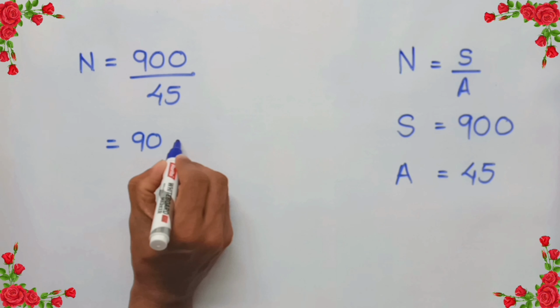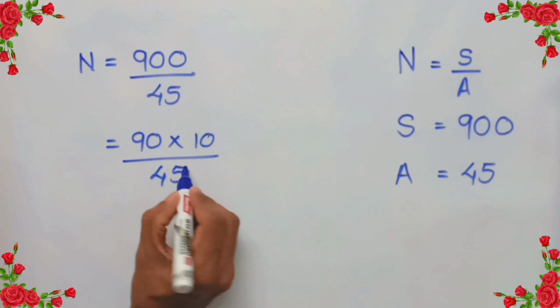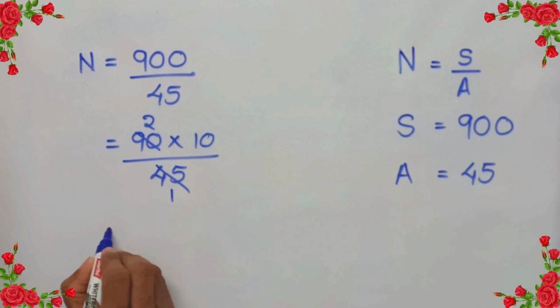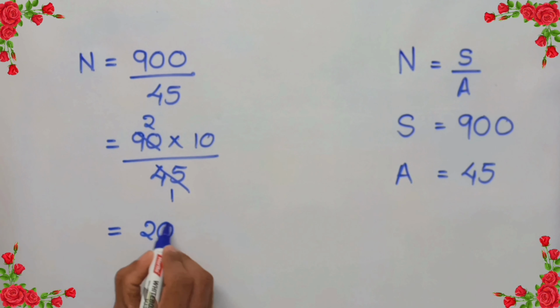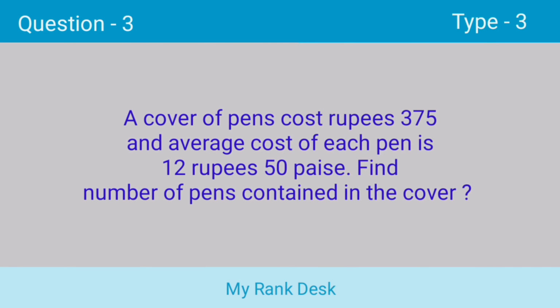That's equal to 90 into 10 by 45. Divide 90 and 45 by 45, we get 2 by 1. 2 into 10 equal to 20. Total number of students in the class is 20. Answer 20.